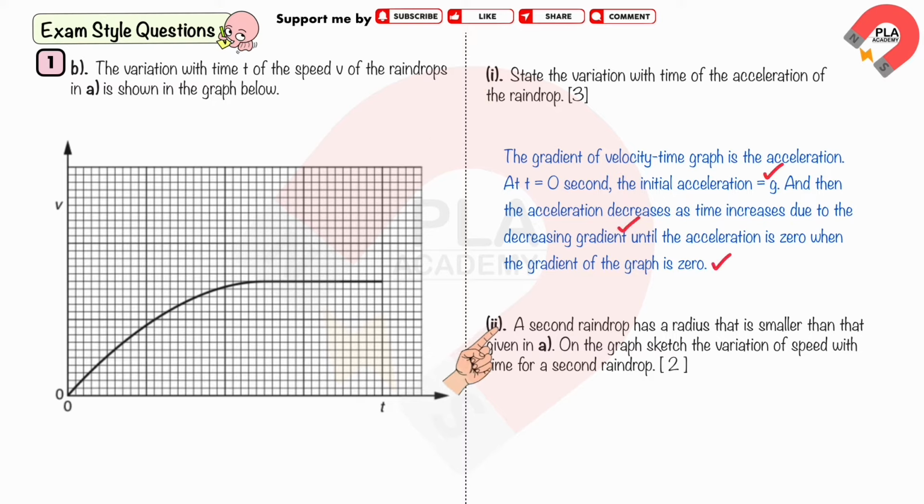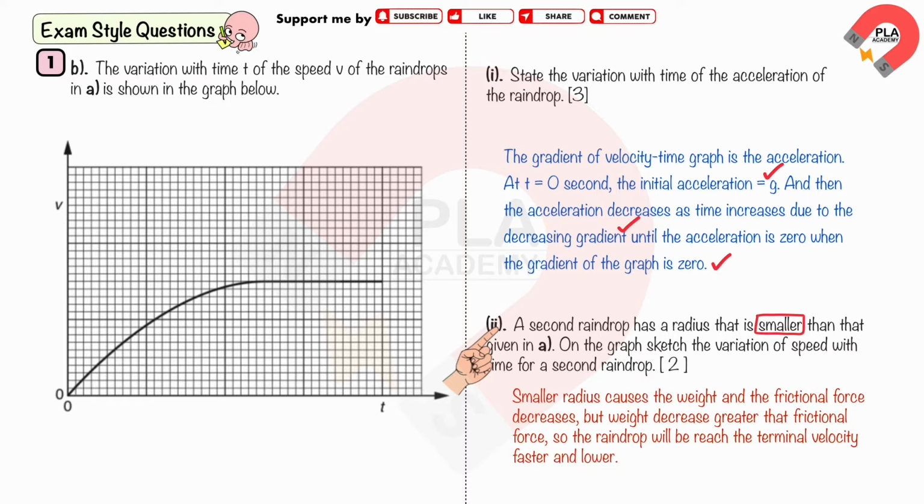2. A second raindrop has a radius that is smaller than that given in A. On the graph, sketch the variation of speed with time for the second raindrop. Smaller radius causes the weight and the frictional force to decrease, but the weight decreases more than the frictional force, so the raindrop will reach the terminal velocity sooner and lower. We draw the graph like this.